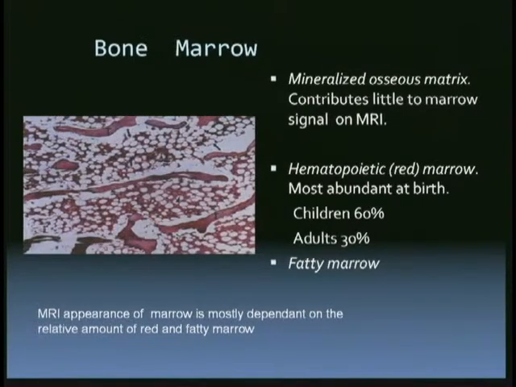marrow. Red marrow is most abundant at birth and decreases progressively until we reach an adult pattern of red marrow. Children have more red marrow than adults. About 60% of their marrow is red, whereas in adults it's about 30%. So the appearance of marrow on MRI will depend on the relative proportions of red marrow and fatty marrow that we have.